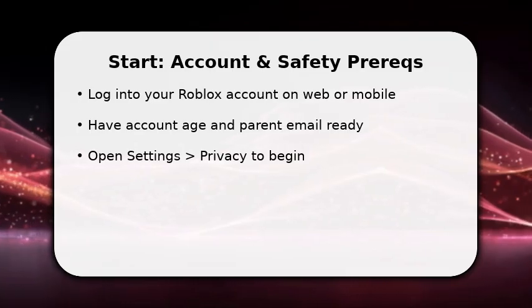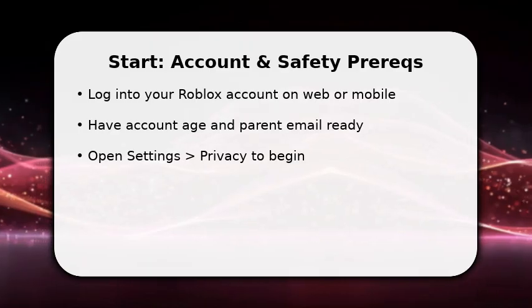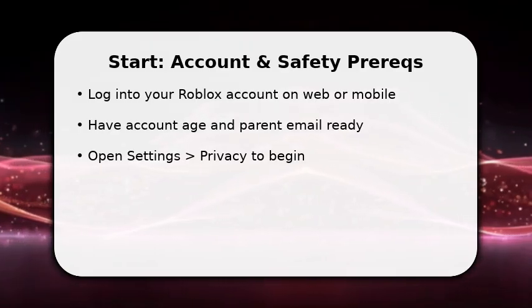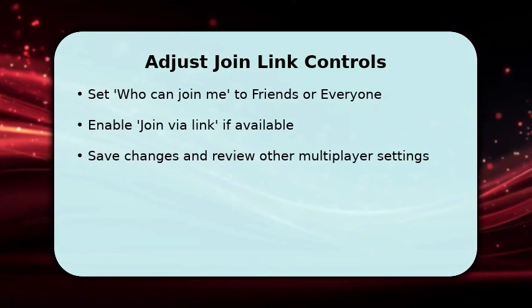Next, locate the Who Can Join Me and Join via Link options. These are the first actionable controls that allow link-based joining, and toggling them sets the stage. Now you change the key controls.